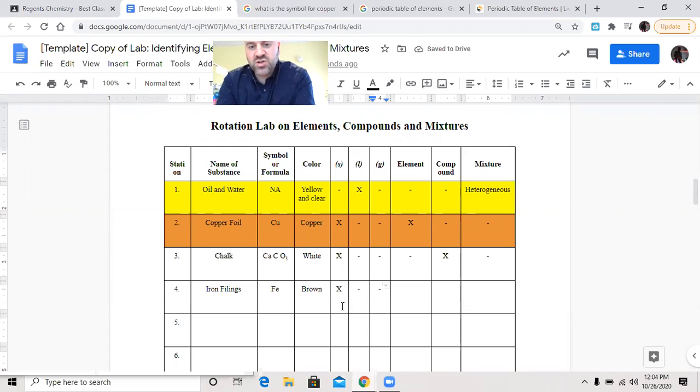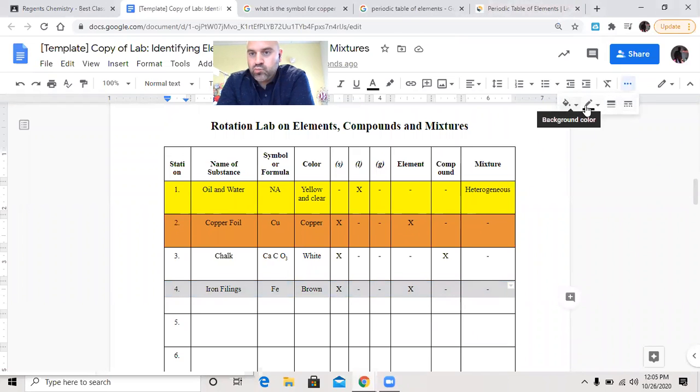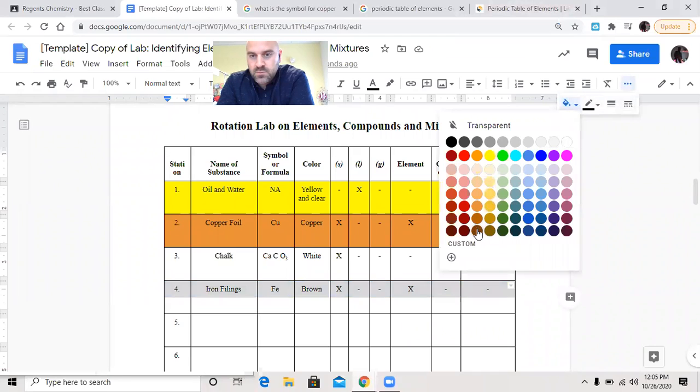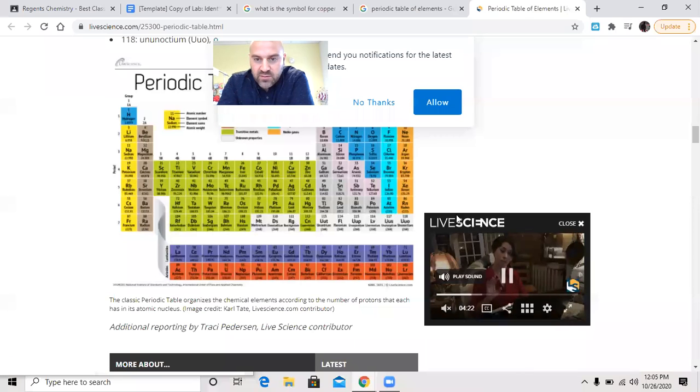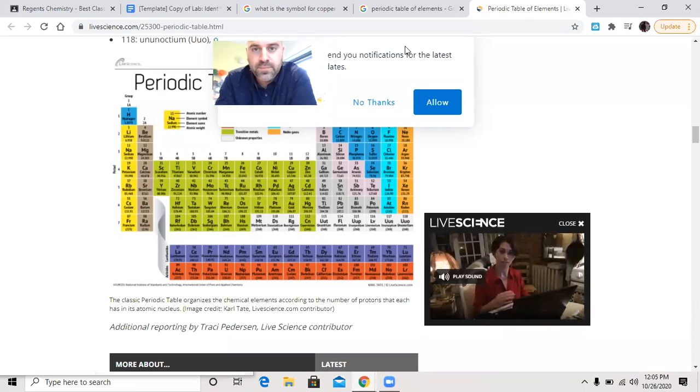Element, compound, or mixture. Good. It is an element. It is on the periodic table of elements. I don't know what this video is over here, but hopefully it's appropriate. So if you find an element here for iron, it's going to be right there. That's going to be on the periodic table of elements. Therefore, it's an element.